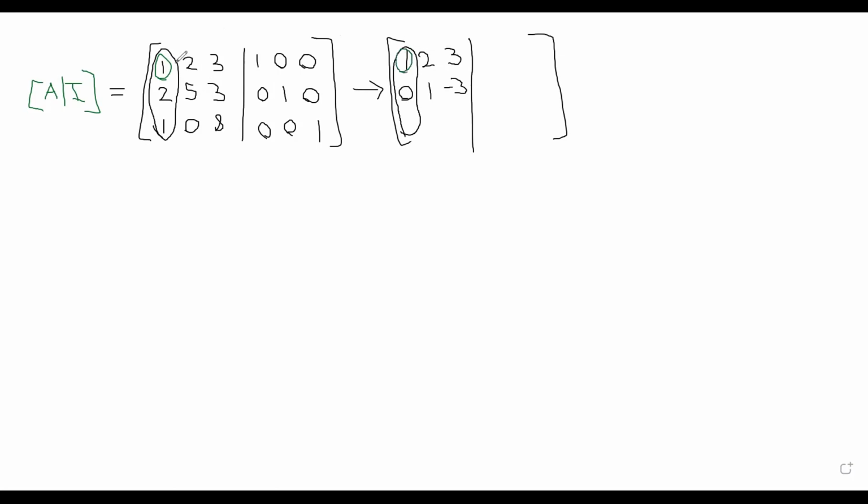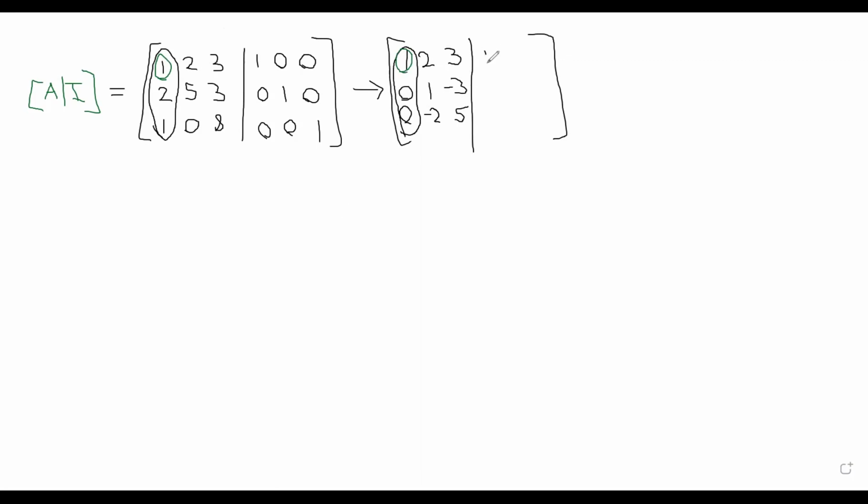So then I'm going to take -1 times the first row and add to the third row. And so I'll get a 0 here. I'll get a -2 plus 0, which is -2. And I'll get a -3 plus 8, which is a 5. And so now I have that.